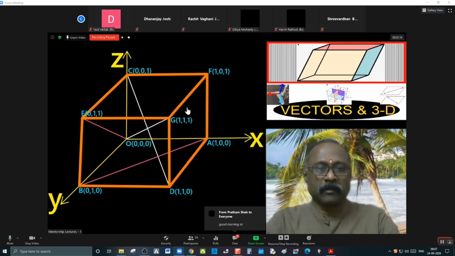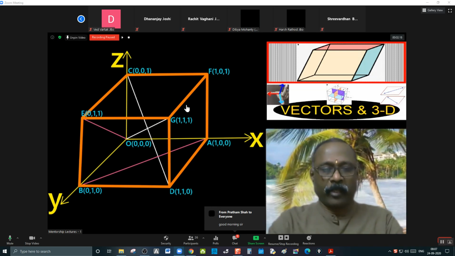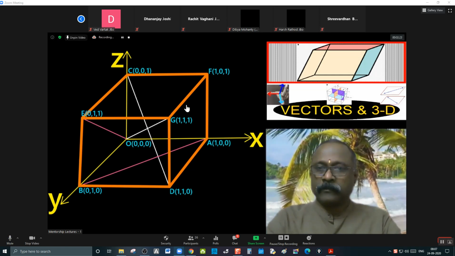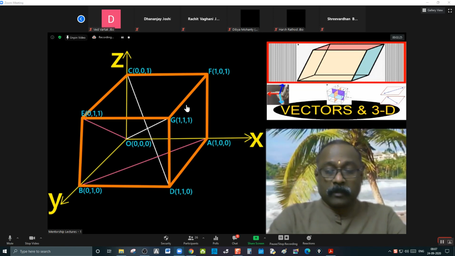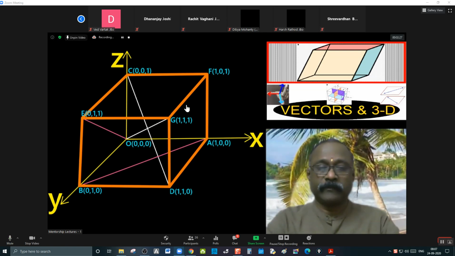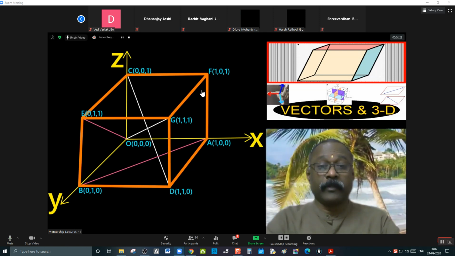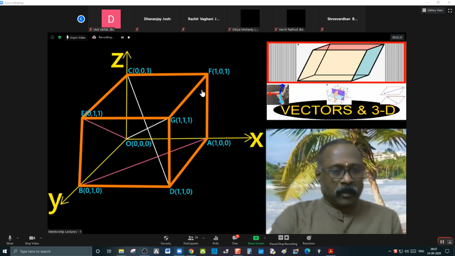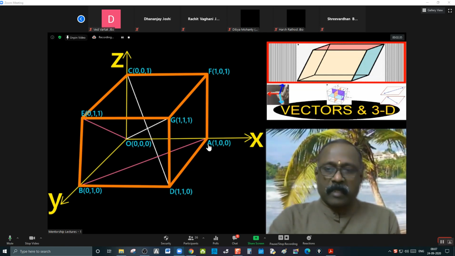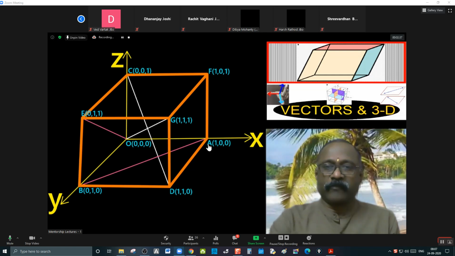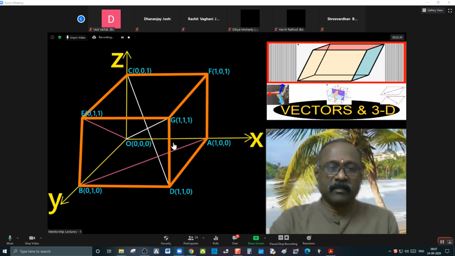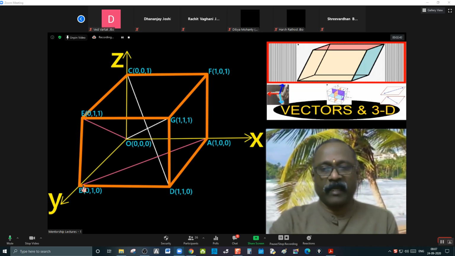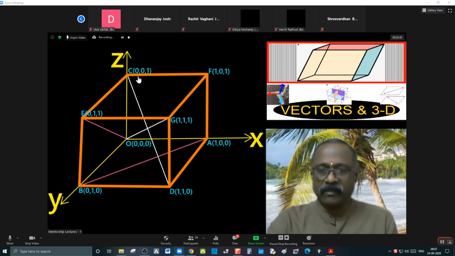So whatever the diagram is shown there, it is a unit cube. Further, we will be using this in the questions related to the cube. Here, this cube is a unit cube I have taken. In the unit cube, each of the sides is of 1 unit length, and hence OA is lying on the x-axis, OB is lying on the y-axis, and OC is lying on the z-axis.